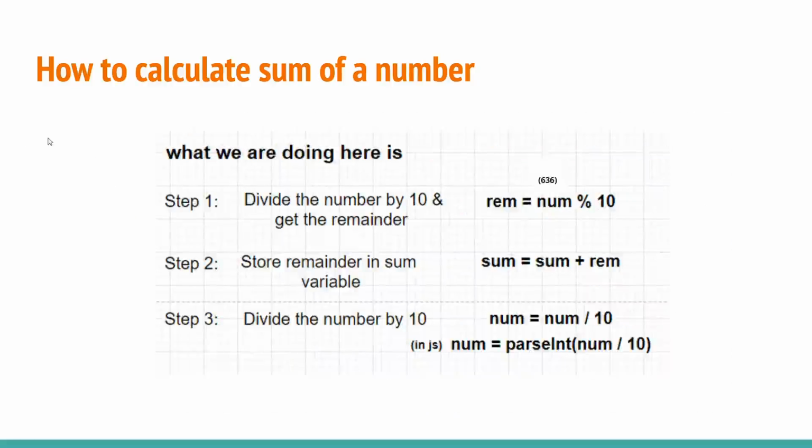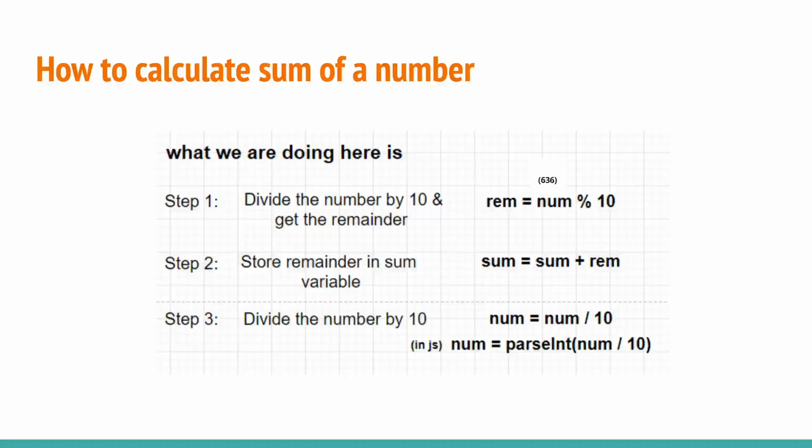If I were to write code out of these steps, it will look like this. In the first step, we are dividing the number by 10 and getting the remainder. We are going to use the percent symbol so that we can get the remainder after dividing the number by 10. In step 2, we are storing the remainder inside the sum variable. As you can see, initially we'll make sure the sum is 0 so that each number will be added up inside the sum. And finally, we are dividing the number by 10 so that we get the remaining numbers.